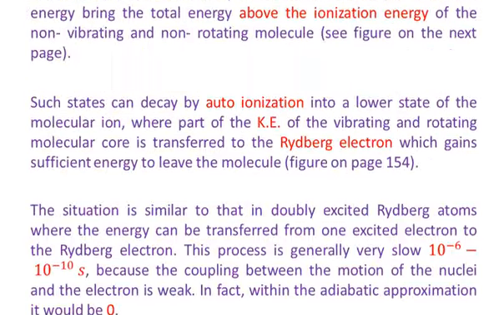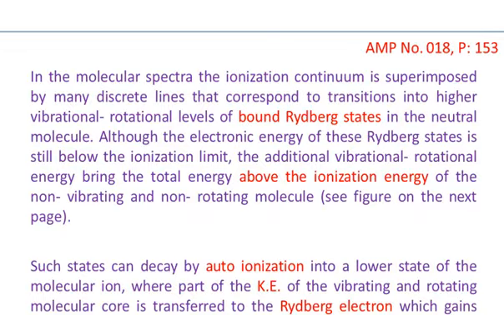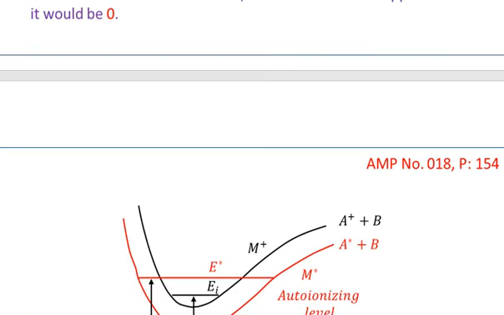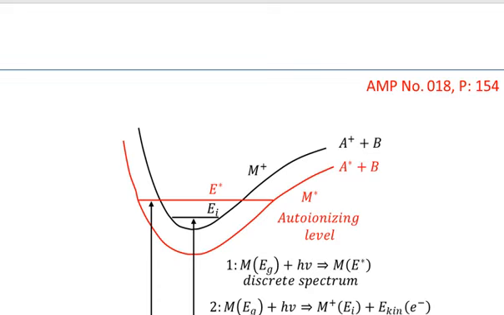Now, having explained the figure, I am going very quickly through these paragraphs. In the molecular spectra, the ionization continuum is superimposed by many discrete lines that correspond to transitions into higher vibrational or rotational levels of the bound Rydberg states in the neutral molecule. You know that while discussing the neutral molecule, the curve is the red curve. The red curve corresponds to the neutral molecule.